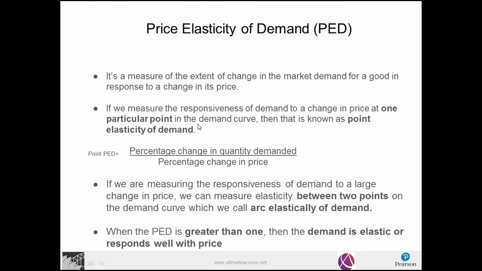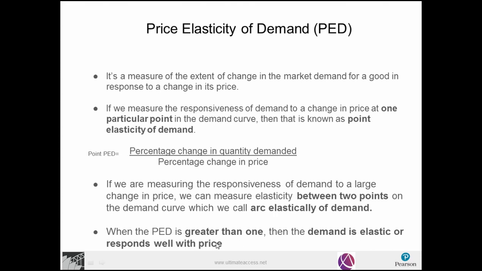Now, this is how you get the equation for point elasticity of demand. We have the percentage change in quantity demanded over the percentage change in price. Now, if you're measuring the responsiveness of demand to a large change in price, we can measure elasticity between two points on the demand curve, and this is what you call ACCA elasticity of demand. The difference between the two is that with the point you're focusing on only one particular point, but with the ACCA we're focusing between two points. So you have to find the range between the two points, and usually we find the average, and we're going to see how to compute that in our next slide.